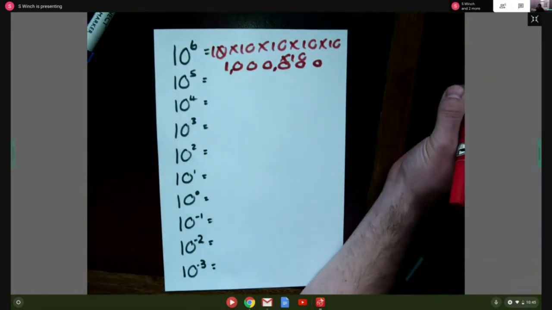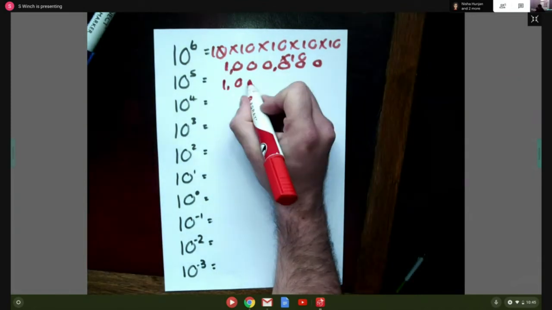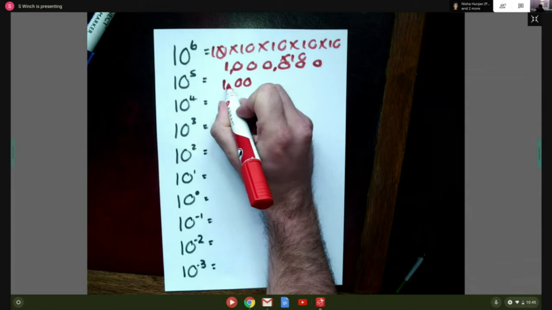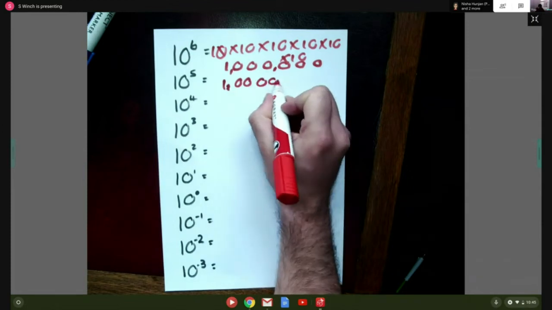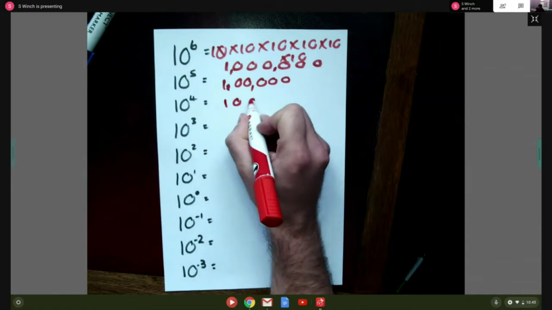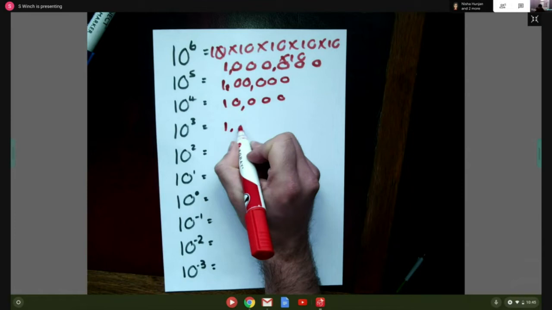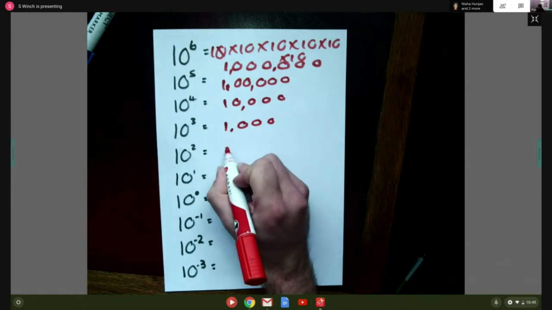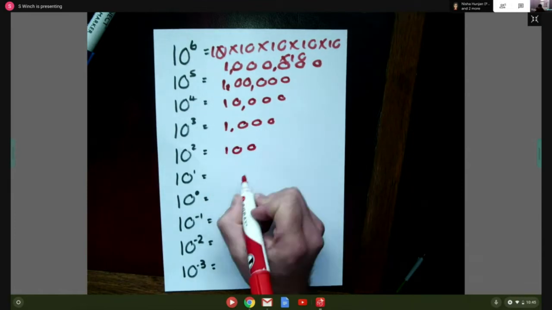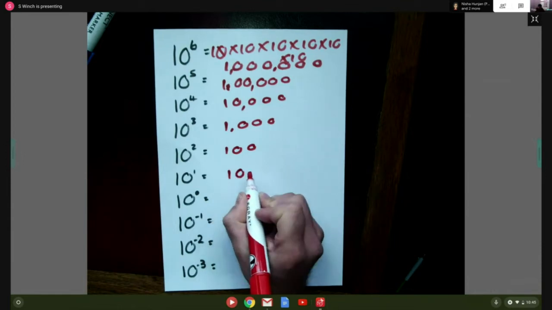10 to the power of 5, again, you're going to be working with not 6, but obviously 5 zeros. 1, 2, 3. So we've got 100,000. Here you're going to be working with 4 zeros. You're working with 10,000, and so on and so forth. 3 zeros, 2 zeros, and then we get down to 10 to the power of 1, which is 10.